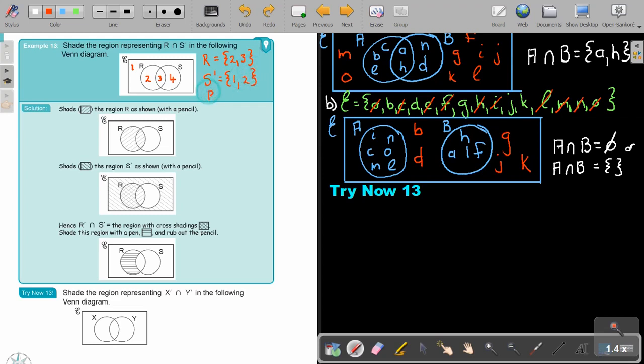But then R intersection S complement. That means what is in both? Now it's only 2 in both. Can you see that?